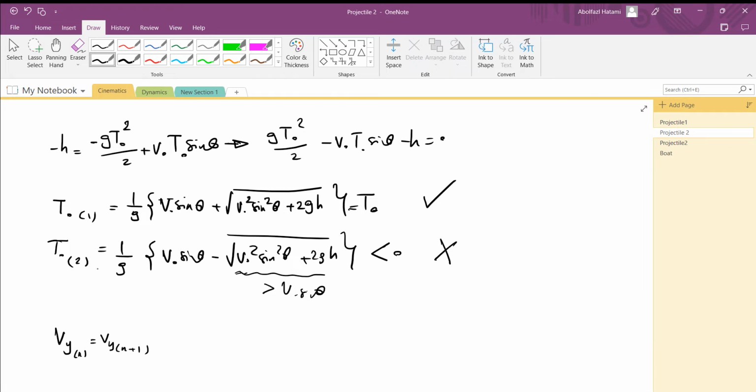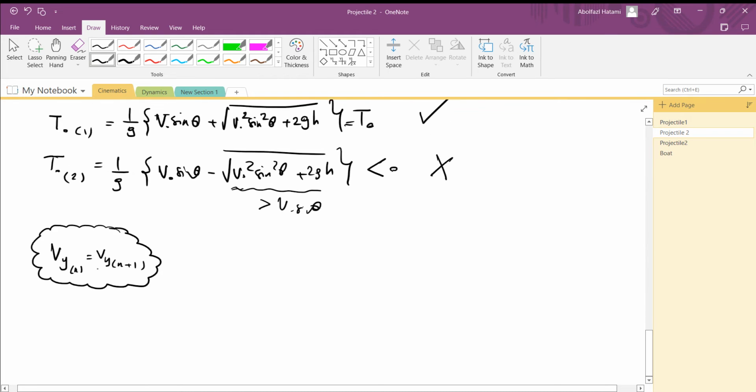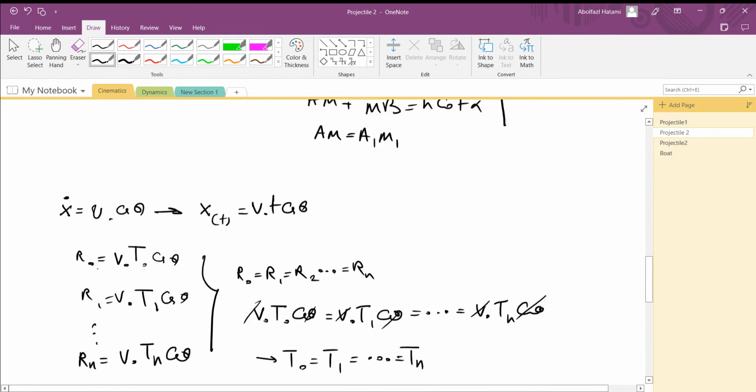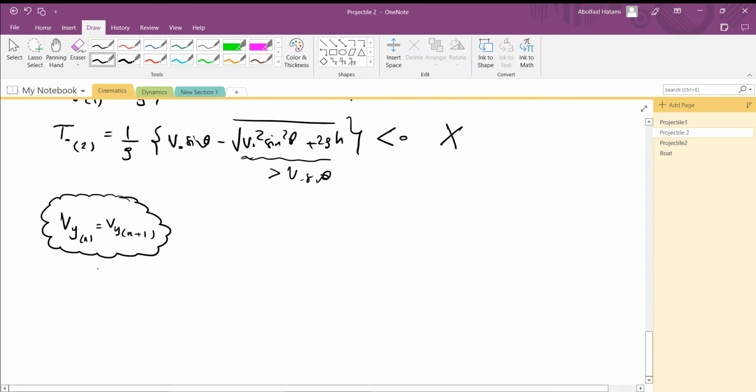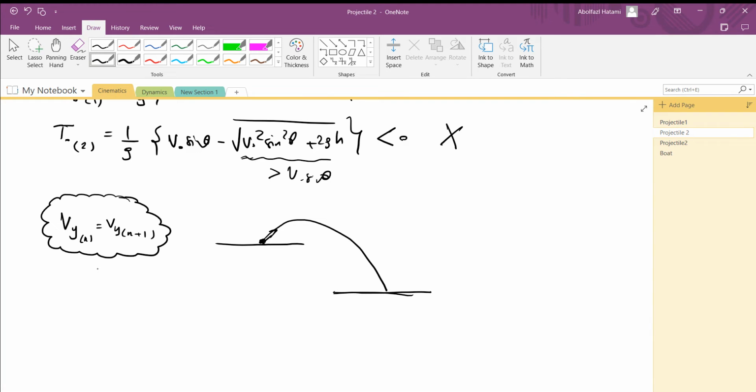If we write this condition in terms of mathematics, we can understand what v0 should be. But how can we understand vyn plus 1 in terms of vyn? Consider that this is our ball, and it is being shot like this. After the collision we have vyn plus 1, and here we have vyn.